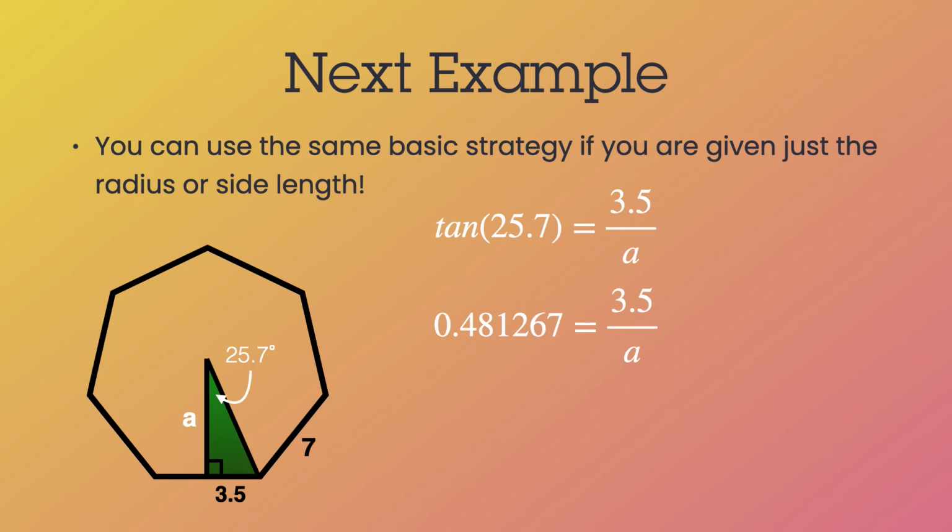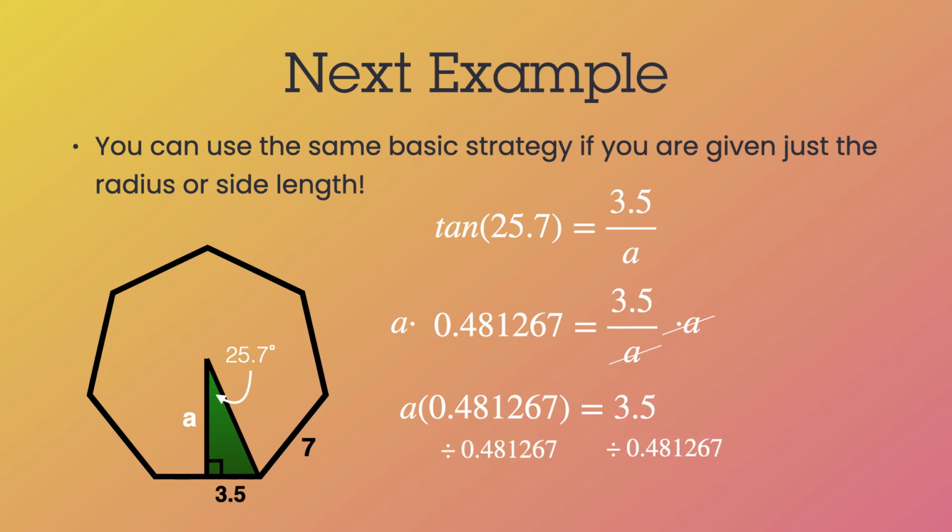Now, the A that we're looking for is in the denominator right now. So I'm going to multiply both sides by A. On the right-hand side, that will cancel out our A's because we're dividing by A and multiplying by A. So we'll rewrite this. And now since it's A times our decimal number on the left, we'll divide by that decimal number on both sides to get A all by itself. And we get A is 7.27246. Now I'm not going to round this number yet because this is still very far from my final answer.